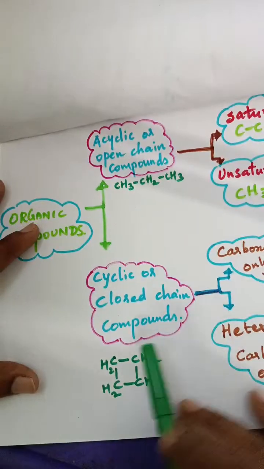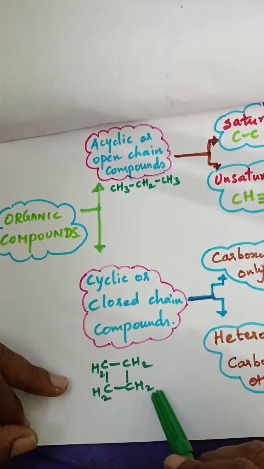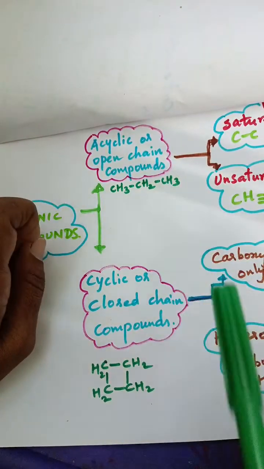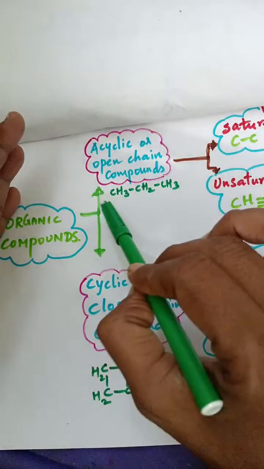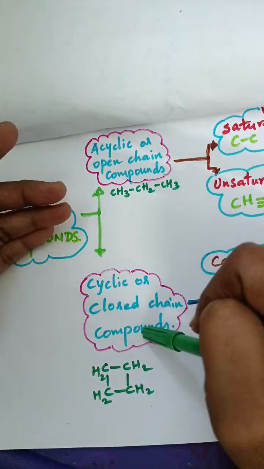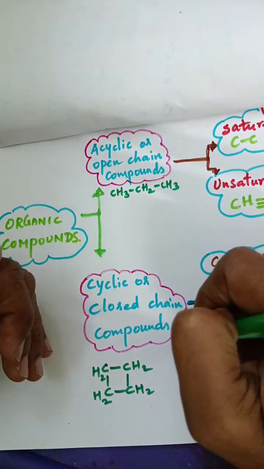It is the 4 carbon. 1, 2, 3, 4. 4 carbon. It is the cyclic compound. This is the open chain compound. Understood? So the first classification is based on the chain or a ring. If it is a chain, it means open chain. If it is a ring, it means closed chain, closed ring.